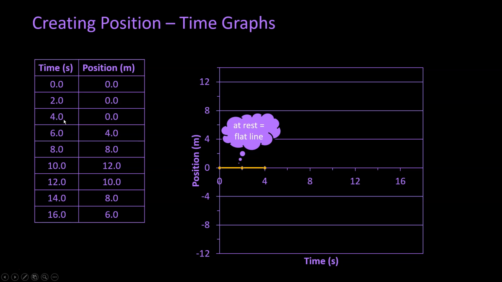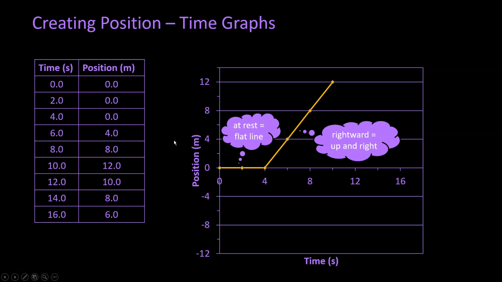Now, beginning at second 4, we can see that the object starts to move, and at 6 seconds, it is at position 4 meters. And we'll go ahead and plot our next few points. And we notice that from 4 seconds to 10 seconds, the object is moving in the positive direction from 0 meters to 12 meters. We've plotted those points. And now notice as we move to 12 seconds, it is changing directions and moving back towards the origin.